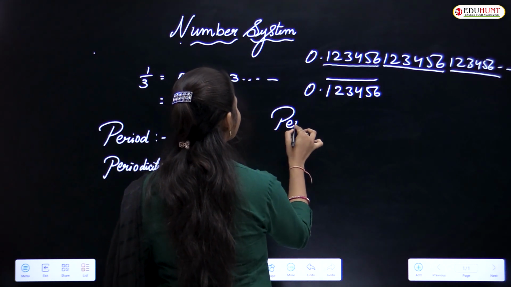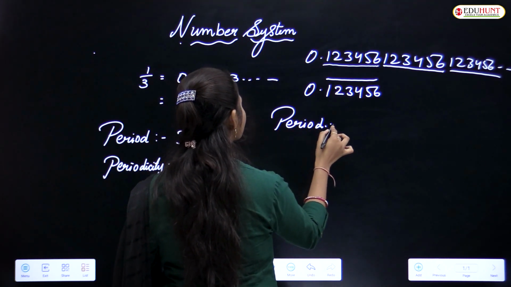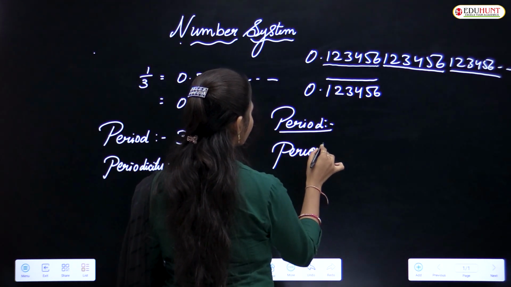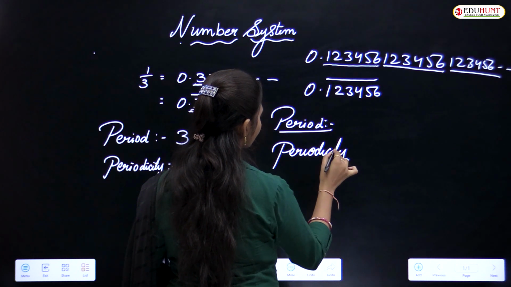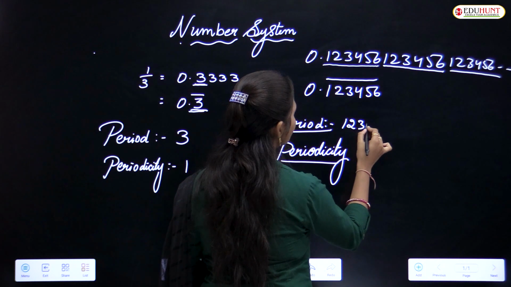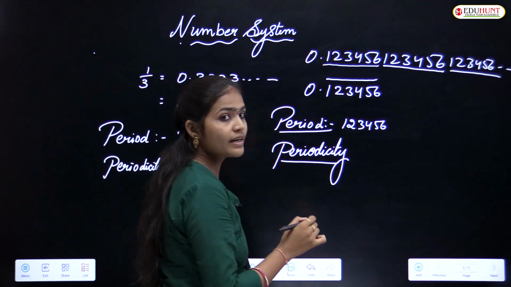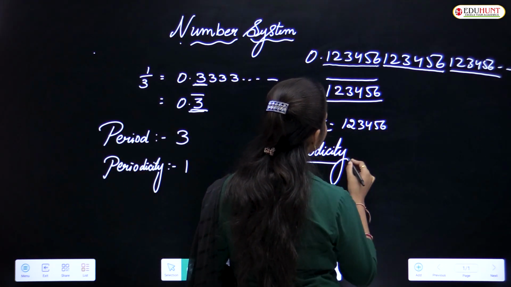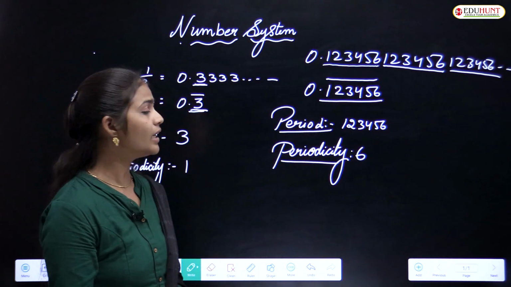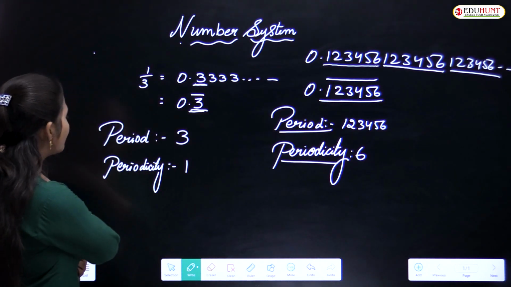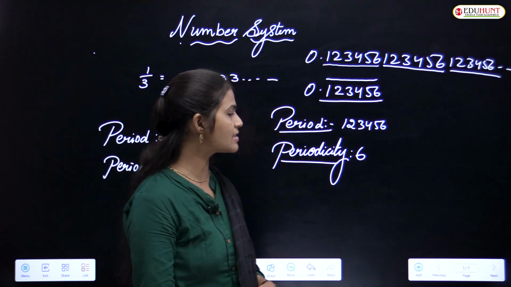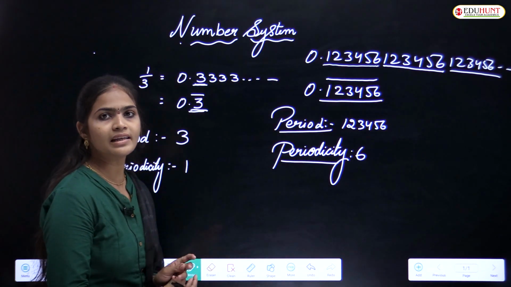Now here, period and periodicity. The period is 1 2 3 4 5 6. Periodicity: how many digits? 6 digits. So here the periodicity is 6. Like this way we can write period and periodicity. We will have some problems also in the worksheet, and we will discuss them there. So this is about rational numbers.